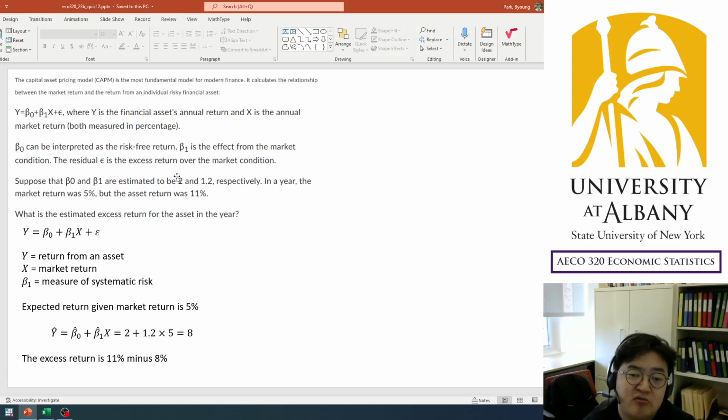However, the actual realization was 11%. So that means that asset outperformed the expected return. So the plus 3 percentage points is the residual, which is exactly the excess return we defined in the question. Okay, so pretty simple algebra.